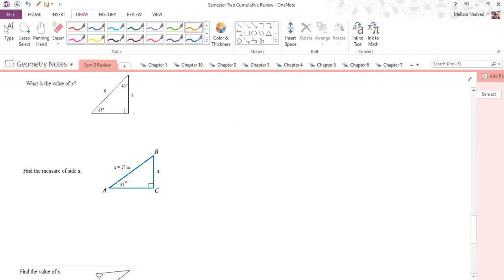And I'm not even going to look at what I know in my picture yet, other than the fact that I have a 45, 45, 90 triangle. And I'm going to write down the rule that I know, and there's only one for 45, 45, 90, and that tells us that the hypotenuse is equal to the square root of 2 times the leg. Now, since it's a 45, 45, 90, that means that it's an isosceles triangle. So each of these two legs are going to be the same. They're going to be 4.